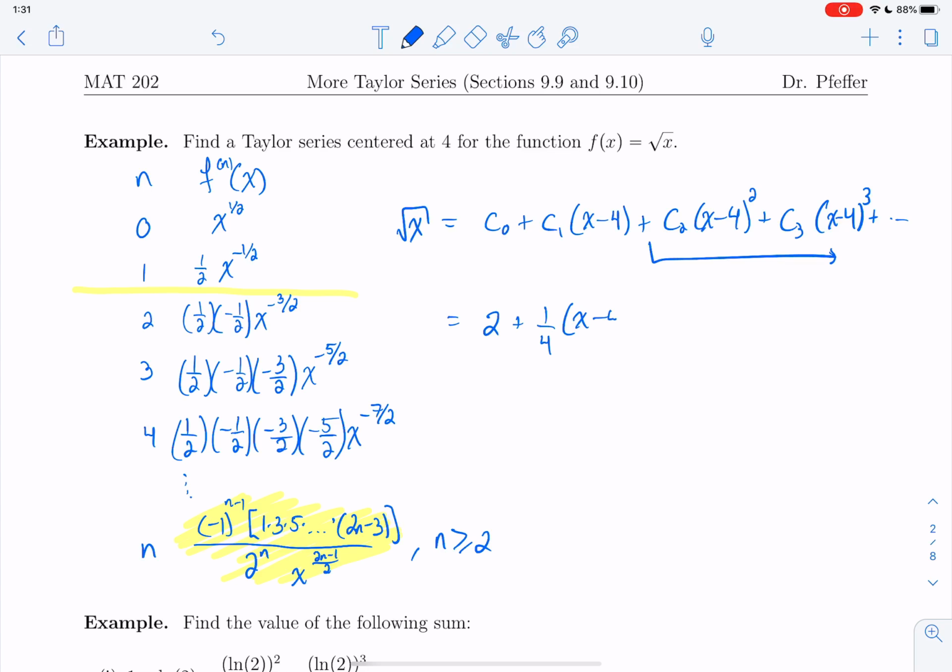times (x minus 4). Plus, now we get to actually use our pattern. So this won't be from n equals 2, it'll be from 2 to infinity. And we're going to have the coefficient, which is negative 1 to the n, 1 times 3 times 5, all the way up to 2n minus 3.